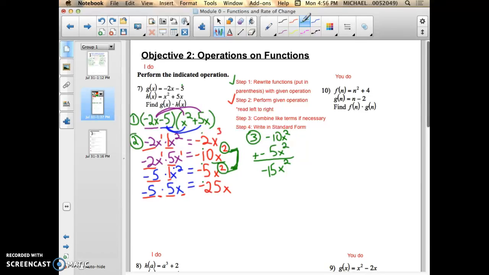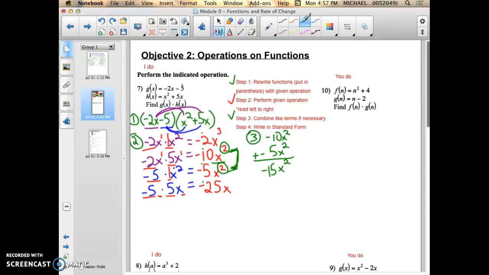So, finally then, I did step 3. Step 4 is to write in standard form. And standard form means you write the highest power first, and then write it in descending order, so the next highest power, all the way down to just a coefficient if you have one.